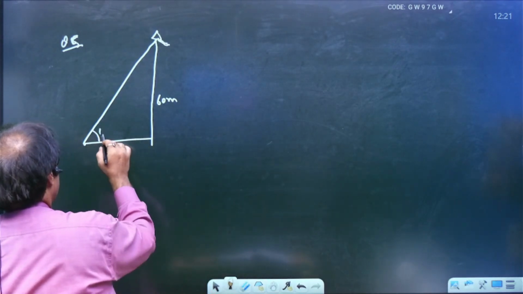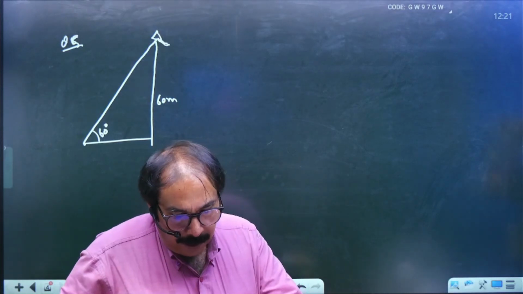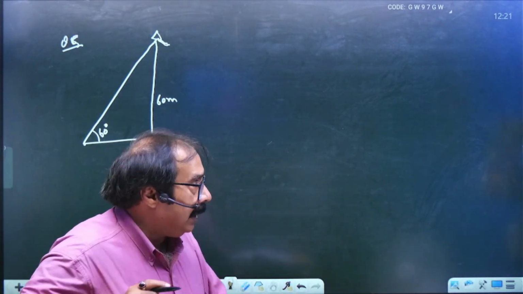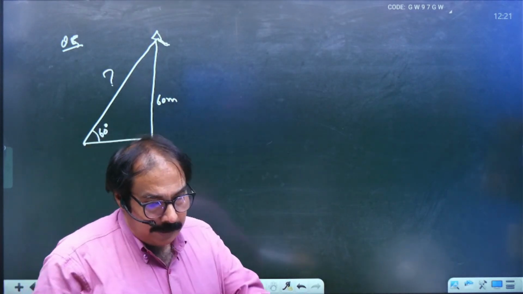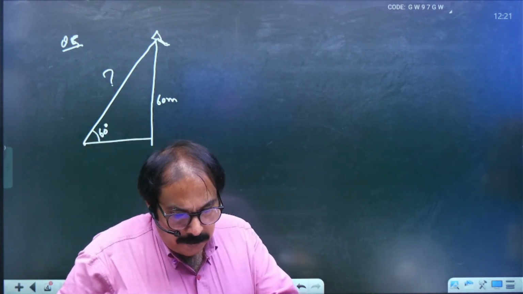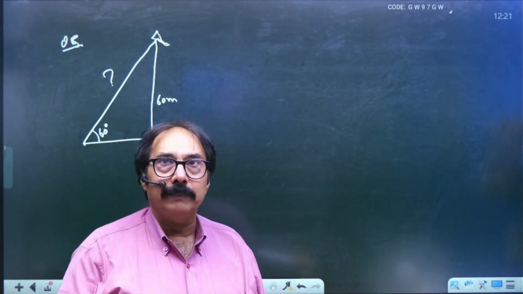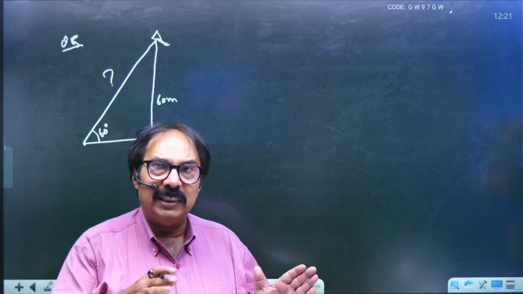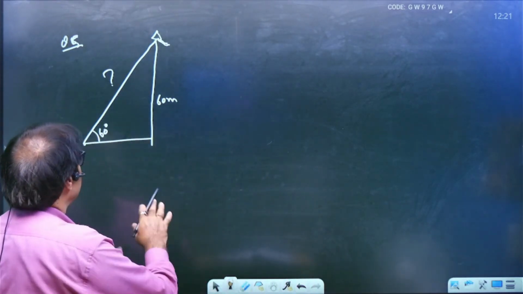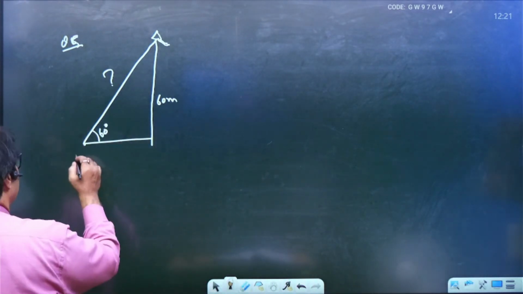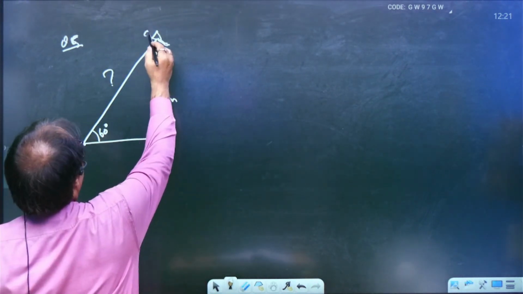This angle is given 60 degree, okay. And we have to find the length of the string. So assuming that there is no slack in the string, no slack means it is not loose, it is tightened, okay. So this is the figure.